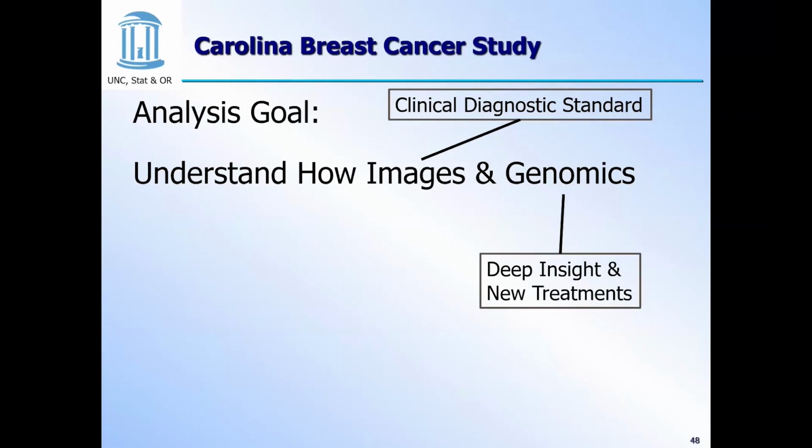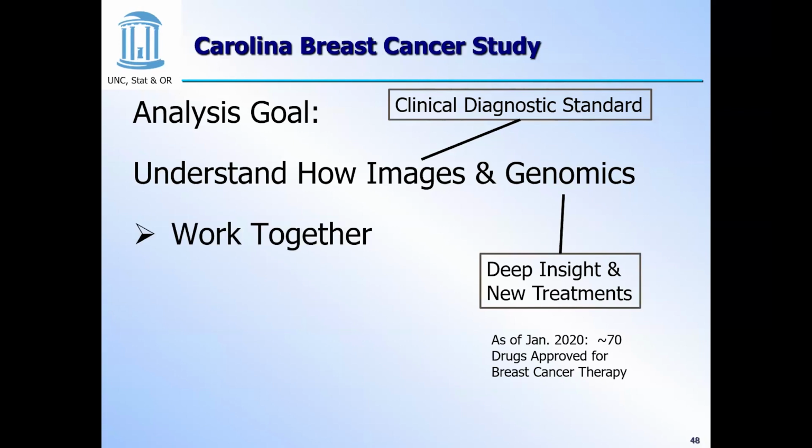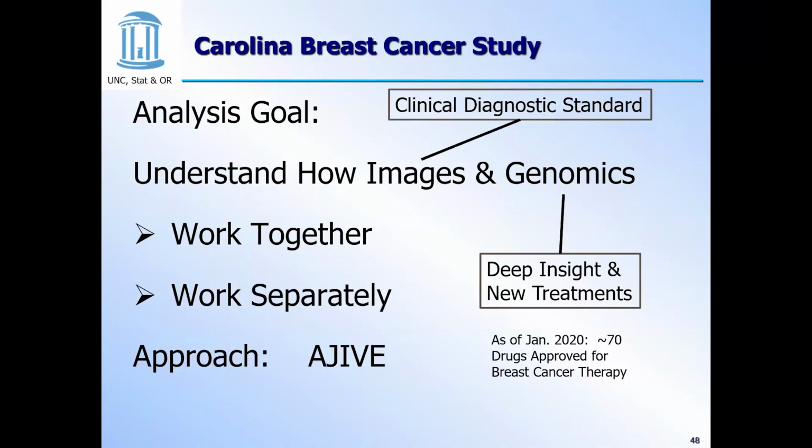Why genomics? Well, genomics is where all the exciting research is happening. There's a lot of deep insight being developed and also new treatments. For example, in breast cancer, I stopped counting in 2020, but at that time, there were already 70 different treatments for breast cancer, a lot of it driven by genomics research. Okay, so now my data integration goal is to understand how these things work together and also how they work separately.